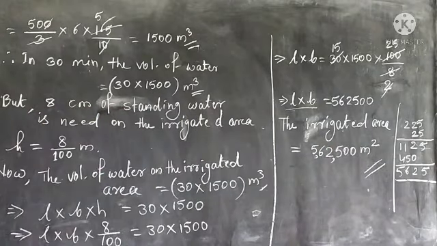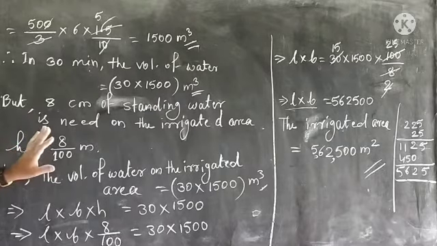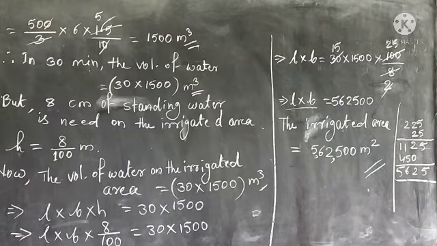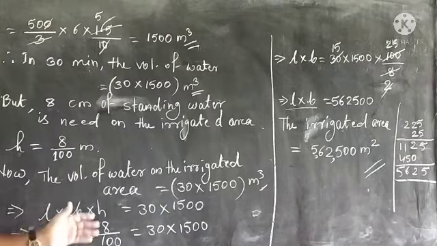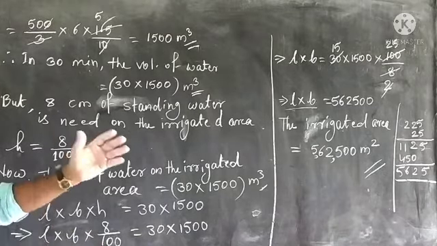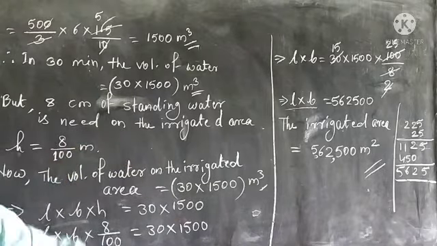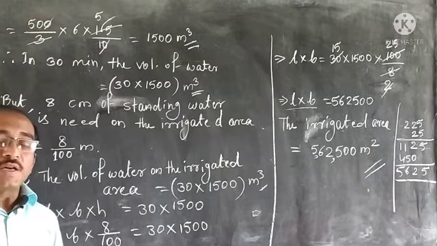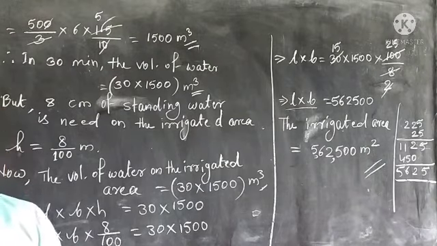So, let us summarize this problem. What we did: the canal dimensions are there, width and depth, then the speed of water is there, per minute we converted it, then in 30 minutes what amount of water is there on that particular irrigated area, and then we used the formula again and calculated the area. I hope you have understood. Now, in the next video we will start the last exercise of your surface area and volume, that is 13.4.